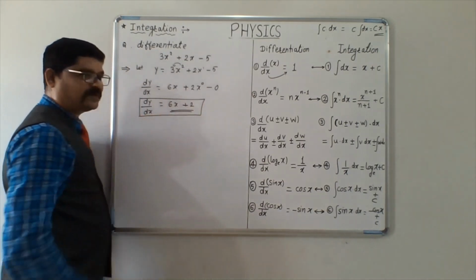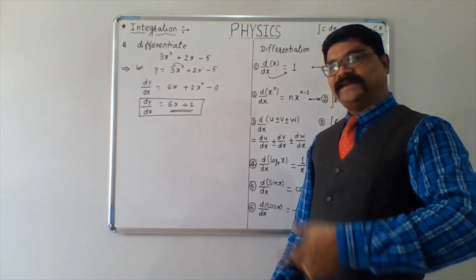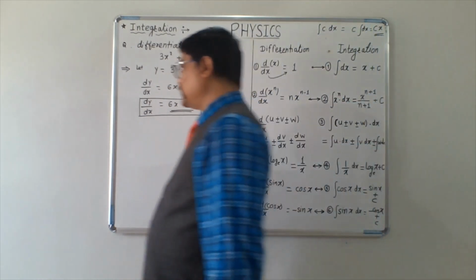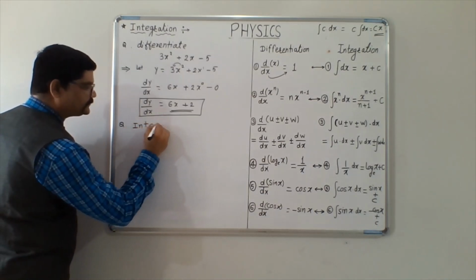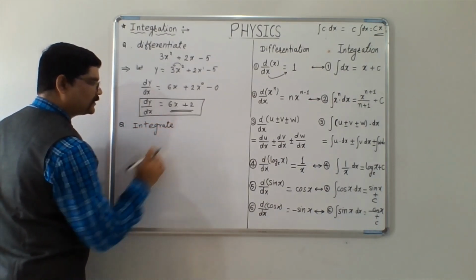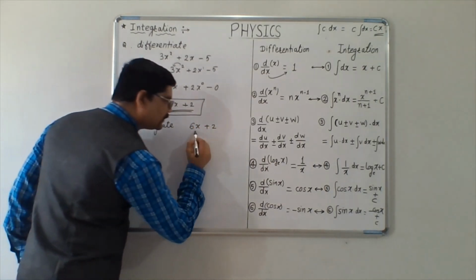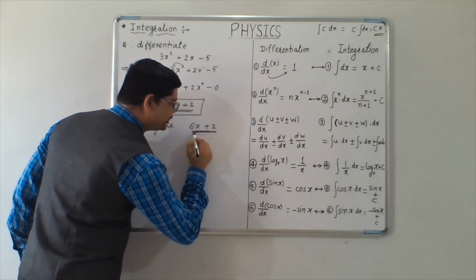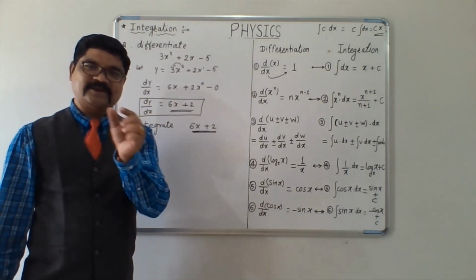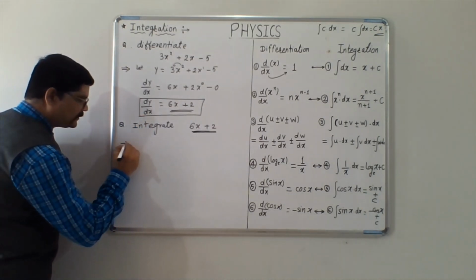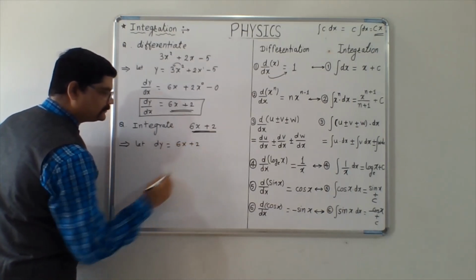The small portion obtained from a wholesome quantity. Now let us integrate it, the reverse process. If the question given is like integrate 6x plus 2, one must remember that this quantity given to us to integrate is in the form of dy, a small slice. So let dy be equal to 6x plus 2.